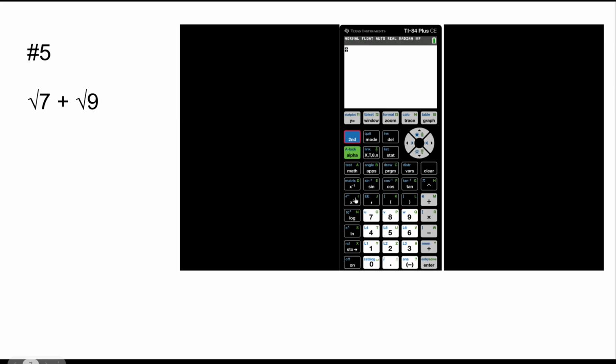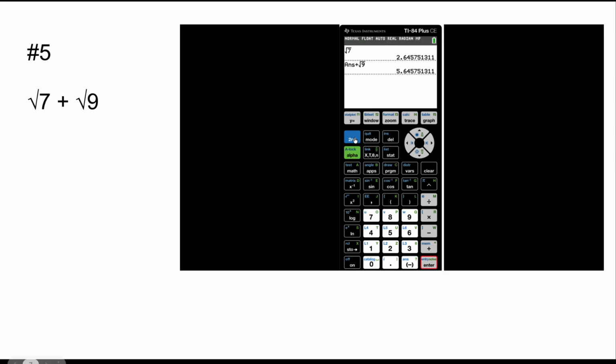We're going to find the answers separately. The square root of 7, and you're going to hit enter. Then you're going to hit the button plus, and it takes this answer, and we're going to add it to the square root of 9. And we get 5.65 rounded. Okay, this is our correct answer.